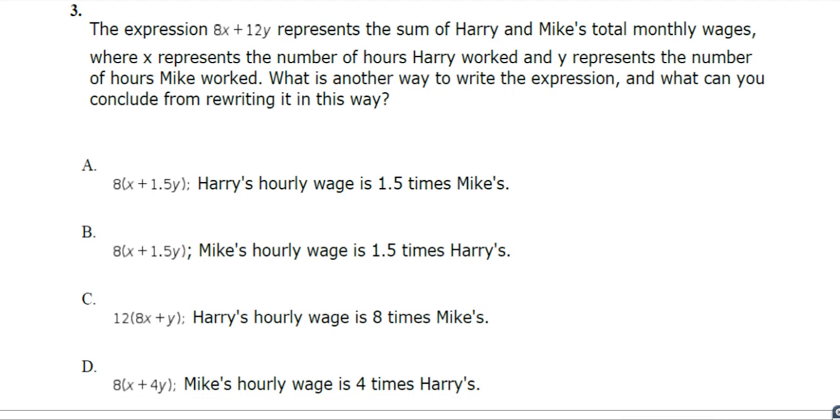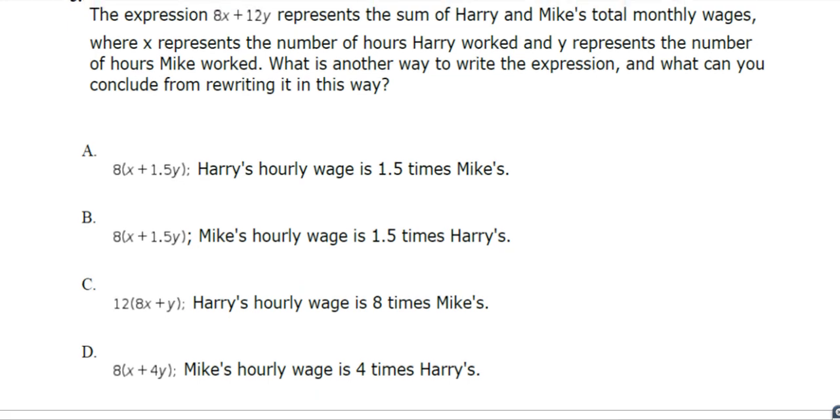The expression 8x plus 12y represents the sum of Harry and Mike's total monthly wages, where x represents the number of hours Harry worked and y represents the number of hours Mike worked. What is another way to write the expression? And what can you conclude from rewriting it in this way?